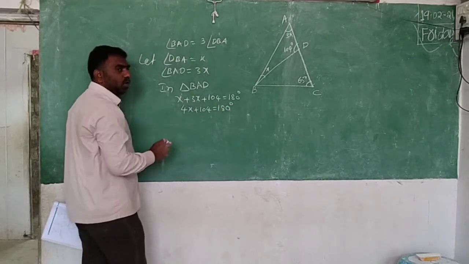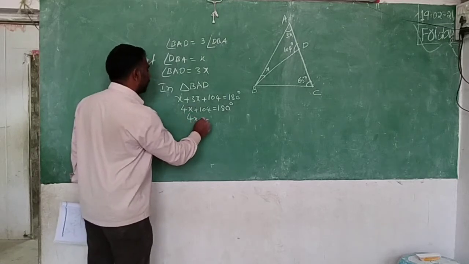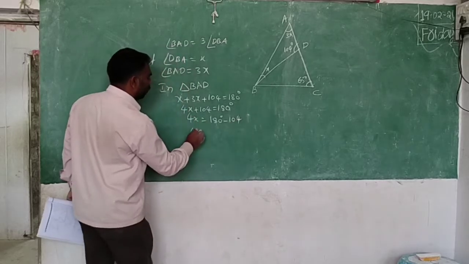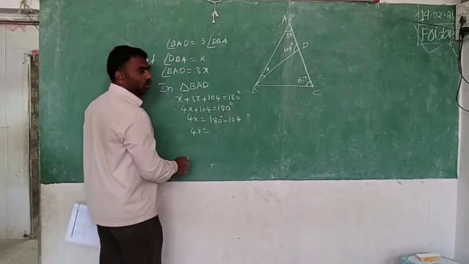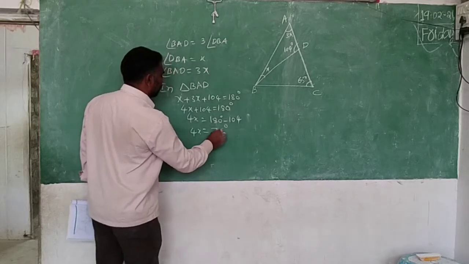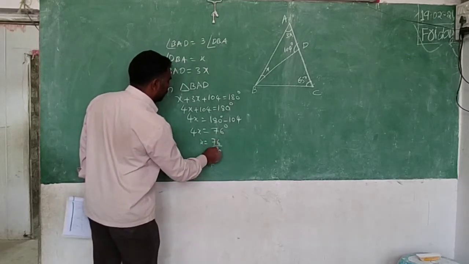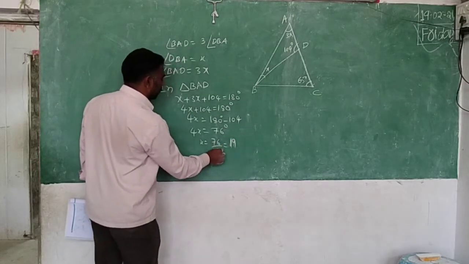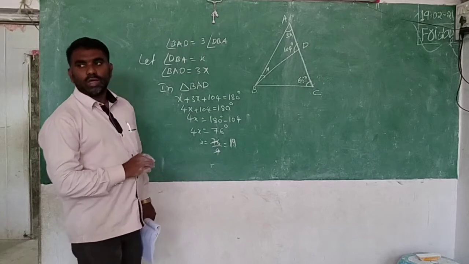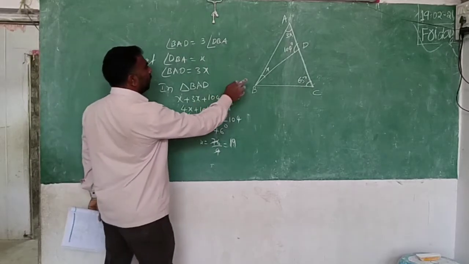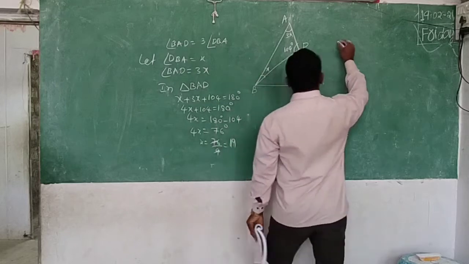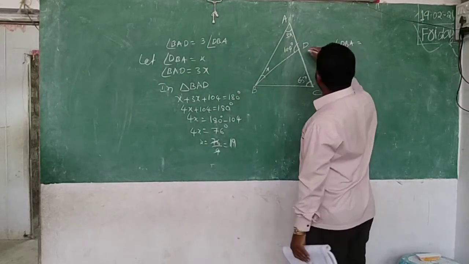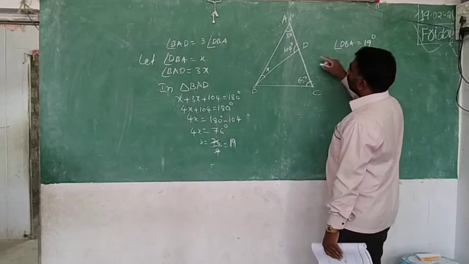Only the x terms we have to add. 4x is equal to 180 minus 104. 4x is equal to 76. x is equal to 76 by 4, which means 19. x is equal to 19, which means we know that angle DBA is equal to how many degrees? 19.